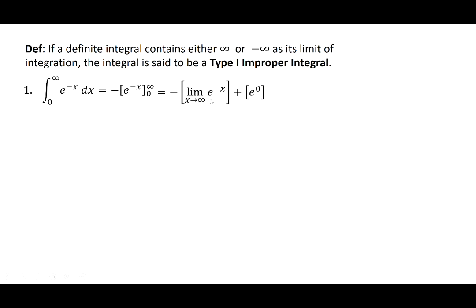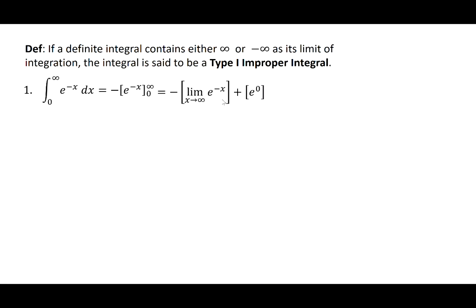So what is now the question is, what is the limit of e to the negative x as x approaches infinity? Here we have to apply the concept of limit that we learned in calculus 1. Any thoughts on what the limit of e to the negative x would be as x approaches infinity? Well, how about this? What if you think of e to the negative x as 1 over e to the x? We could do that, right?